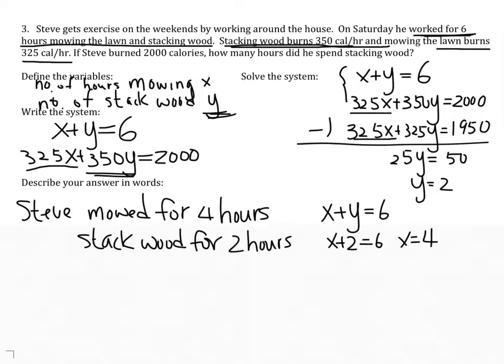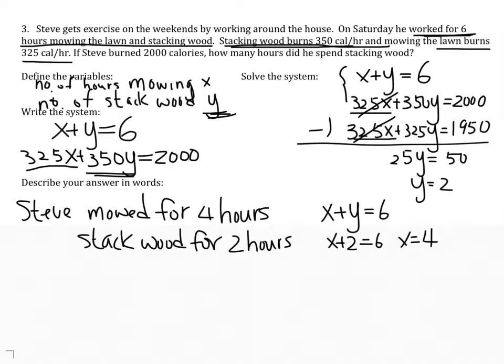How do I get rid of one another? How do I eliminate it? Same number, then I have to use subtraction. So 325x minus 325x, it's gone. 350y minus 325y, so that's 25y. 2,000 minus 1,950, so I have 50 on the right hand side. Divide both sides by 25, I find y equals 2.